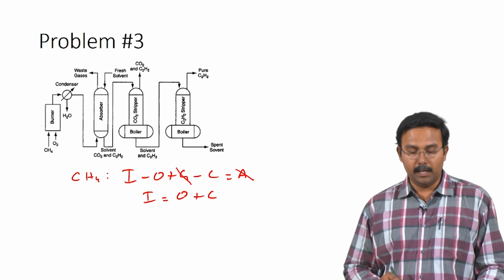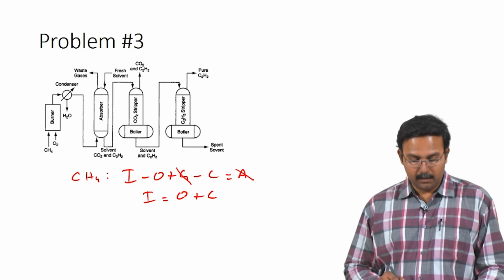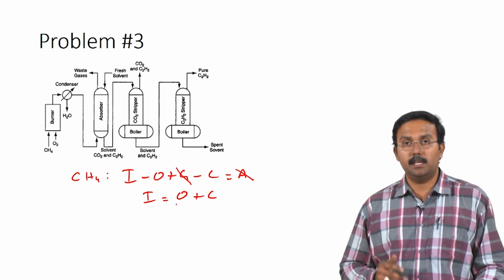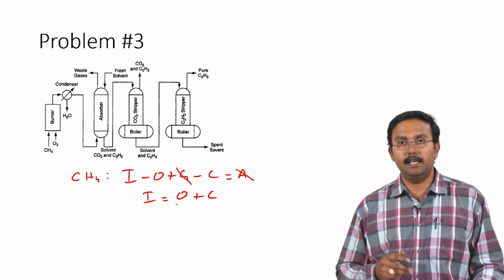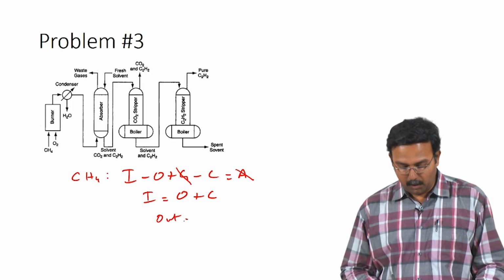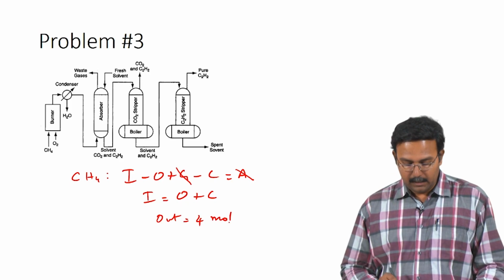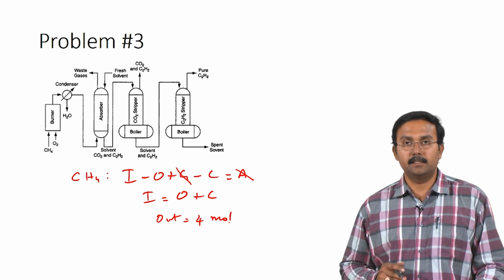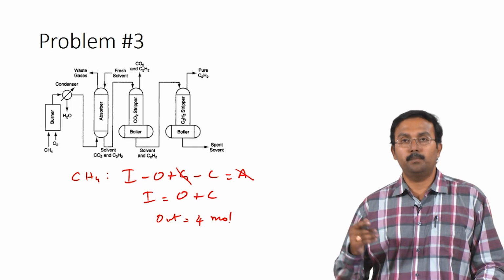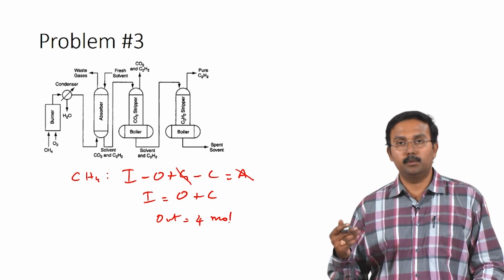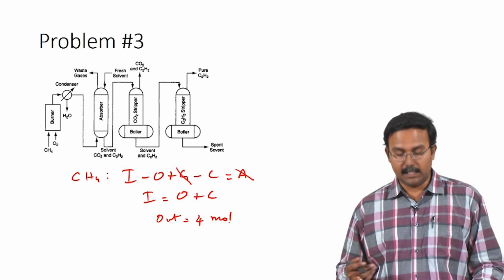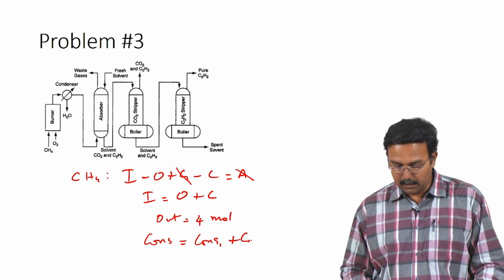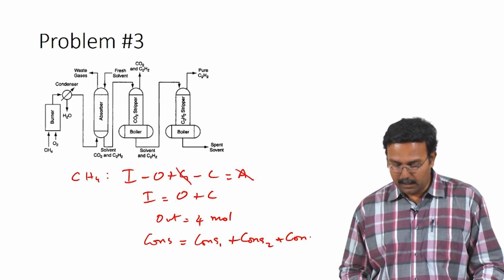Output we already know is 4 moles of methane, because 4% is the mole percentage of methane in the gas leaving. So, output is already known as 4 moles. Now, we need to identify consumption. Consumption of methane happens in all the 3 reactions. Methane is consumed by reaction 1 to produce carbon dioxide, reaction 2 to produce carbon monoxide, and reaction 3 to produce acetylene. So, your consumption term would have 3 different consumptions: consumption 1, consumption 2 and consumption 3.